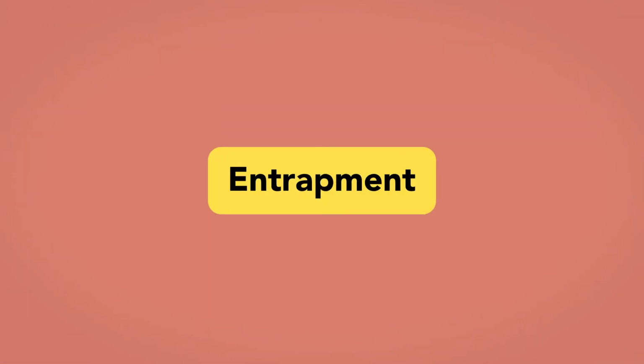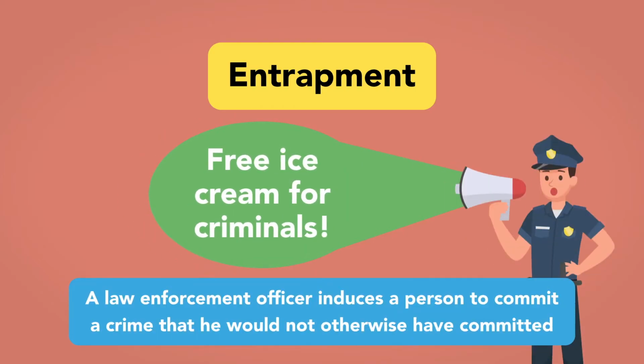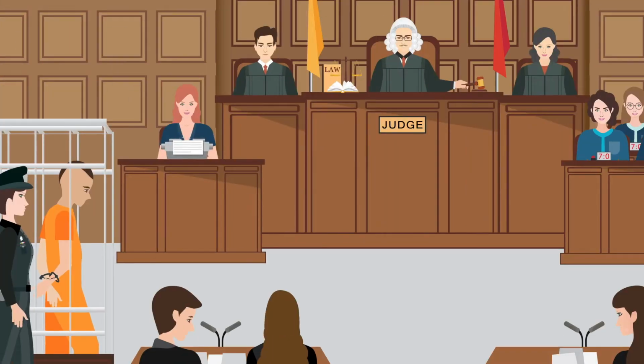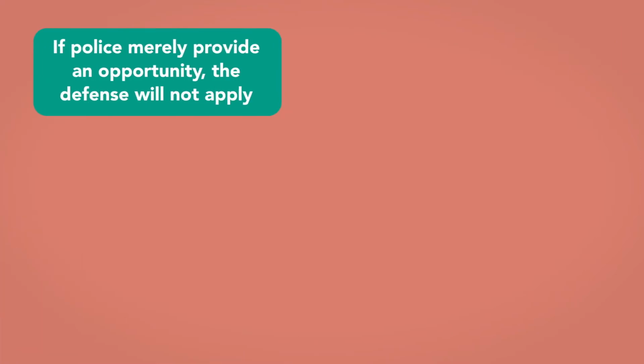Entrapment. Entrapment occurs when a law enforcement officer induces a person to commit a crime that he would not otherwise have committed for the purpose of instituting a criminal prosecution. It applies in situations when an officer uses deception, persuasion, or fraud to convince an actor to engage in unlawful conduct. If police merely provide an opportunity, the defense will not apply.